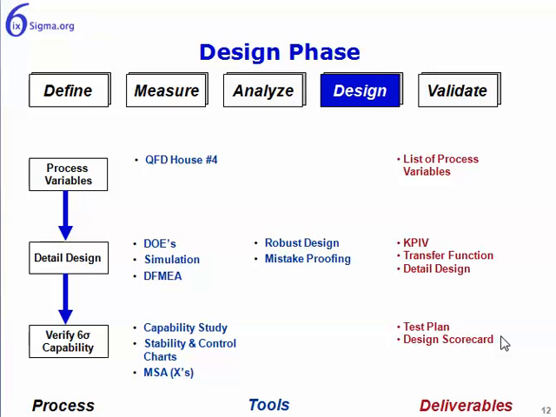So on the DMAIC side, it's the improve or implementation, and on the DMADV side it's design, and that is the fourth phase of the Six Sigma methodologies.